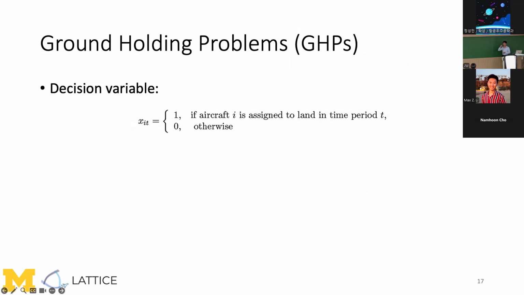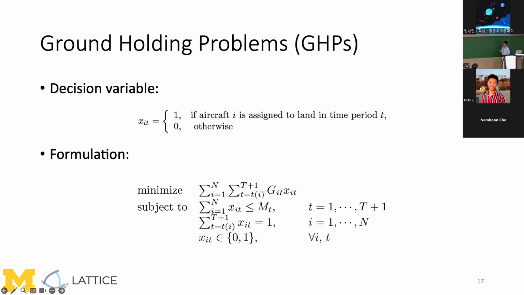How do you, with the least amount of pain, let everyone land without exceeding the capacity of the airport? So how do you formulate that as an optimization problem? Well, you want to minimize the total cost across all flights and across all time periods.